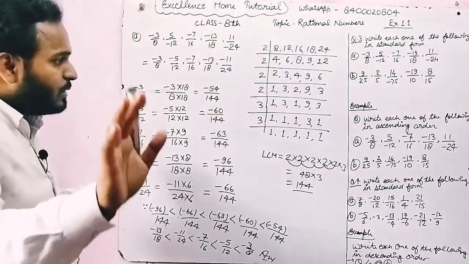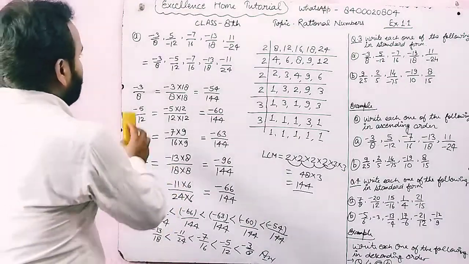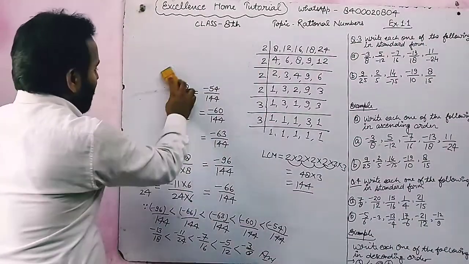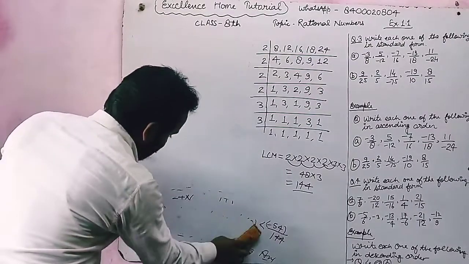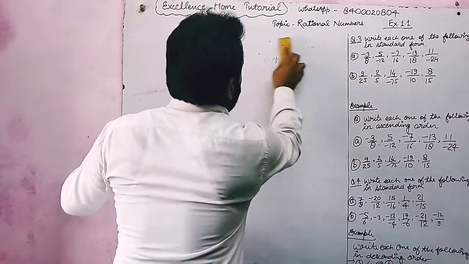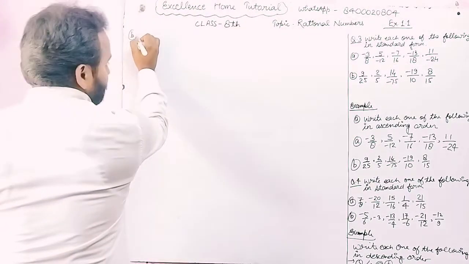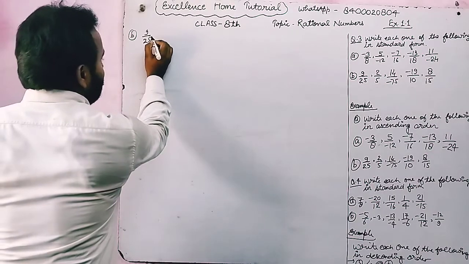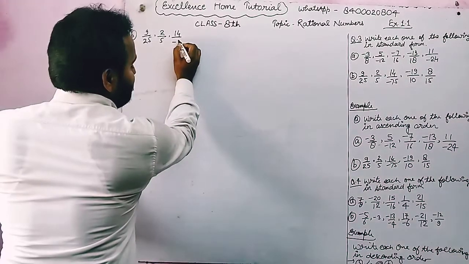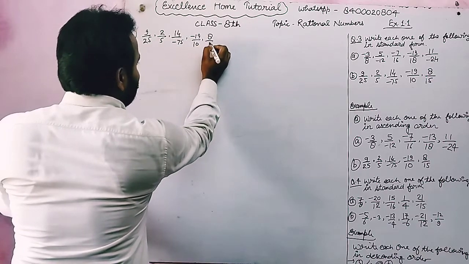Okay, next question we will do. Section B, which is basically the same type of question. Section B is 9 by 25, 2 by 5, 14 by minus 75, minus 19 by 10, 8 by 15.